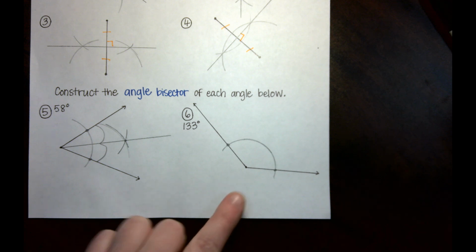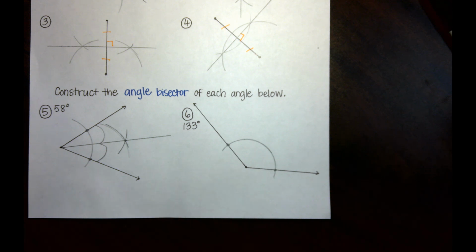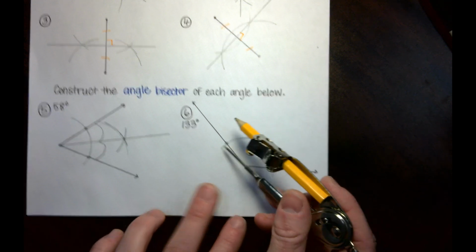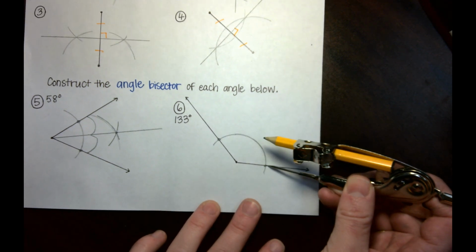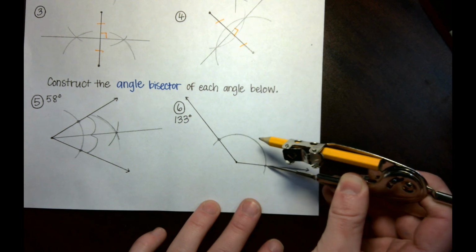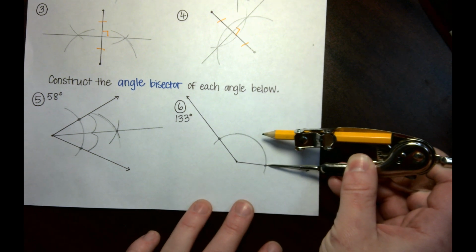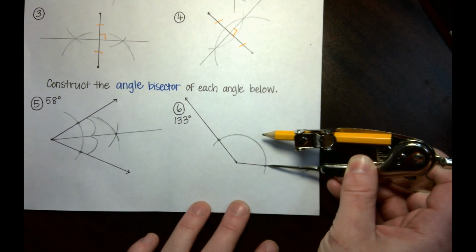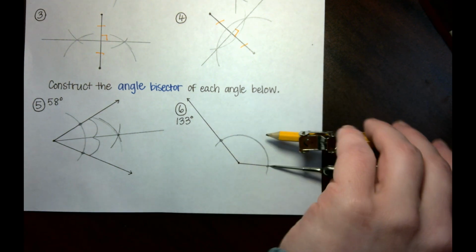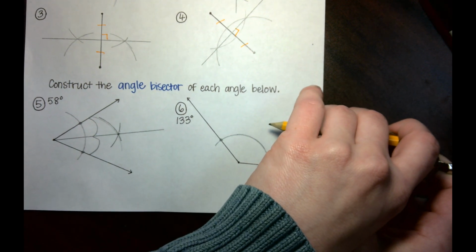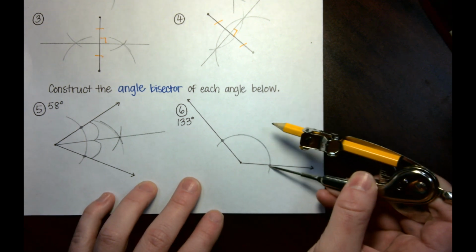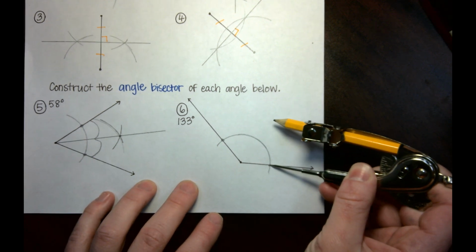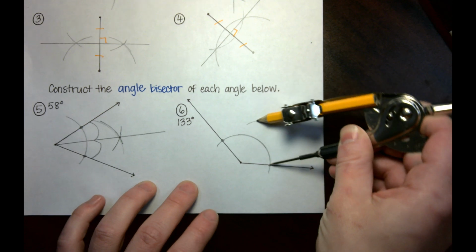So once we've got that first arc done, where should we go next? Yes, let's start on one of my new intersections. I'm going to put my point right on the intersection, and I'm going to open my compass up just a little bigger, just to make it not all on top of each other. I don't want all my points getting sloppy. So I'm going to open it up just a little bit, and we'll do another arc.